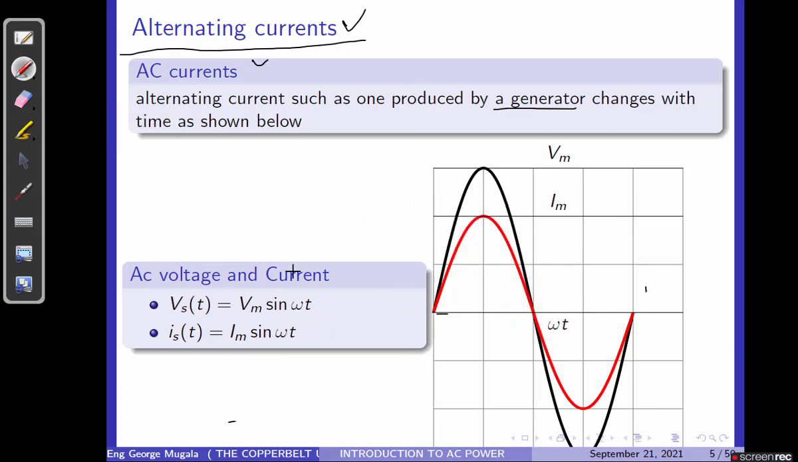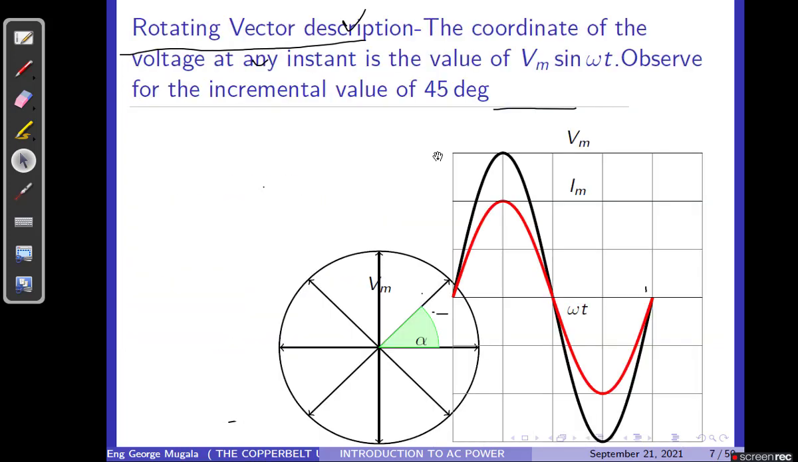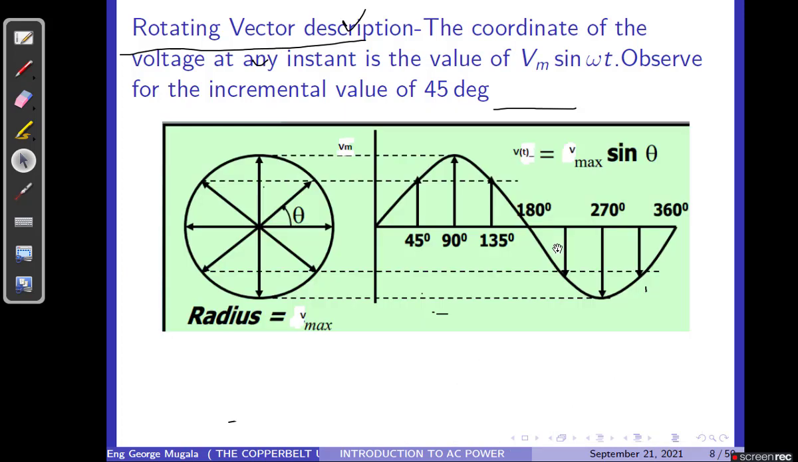Let's make some progress. Now let's talk about the rotating vector description. This is what I want to show you. This is the rotating vector. Now guys, I must confess that you have this document with you, and I'm just going through your document to help you understand it.